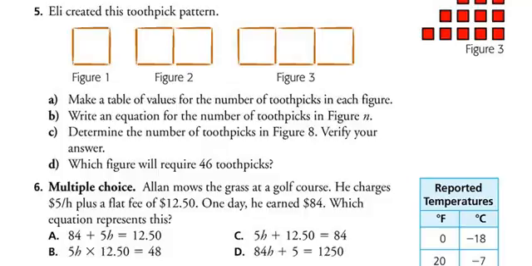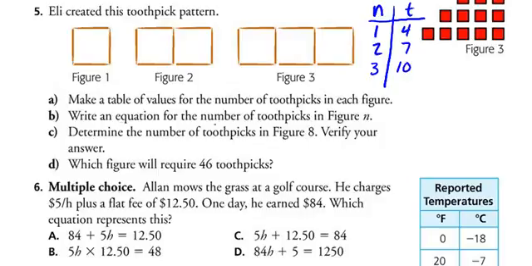So in question 5, Eli created this toothpick pattern that we see in front of us here, figure 1, figure 2, and figure 3. It says make a table of values for the number of toothpicks in each figure. Okay, we can do that. We'll say n is the number of the figure and t is the number of toothpicks. So in figure 1, we have 4 toothpicks. In figure 2, we have 7 toothpicks. And in figure 3, we have 10 toothpicks.